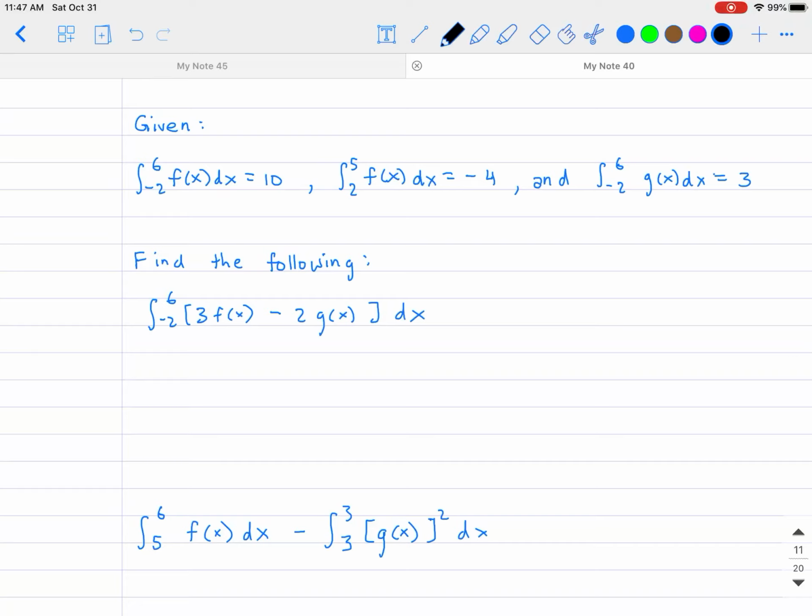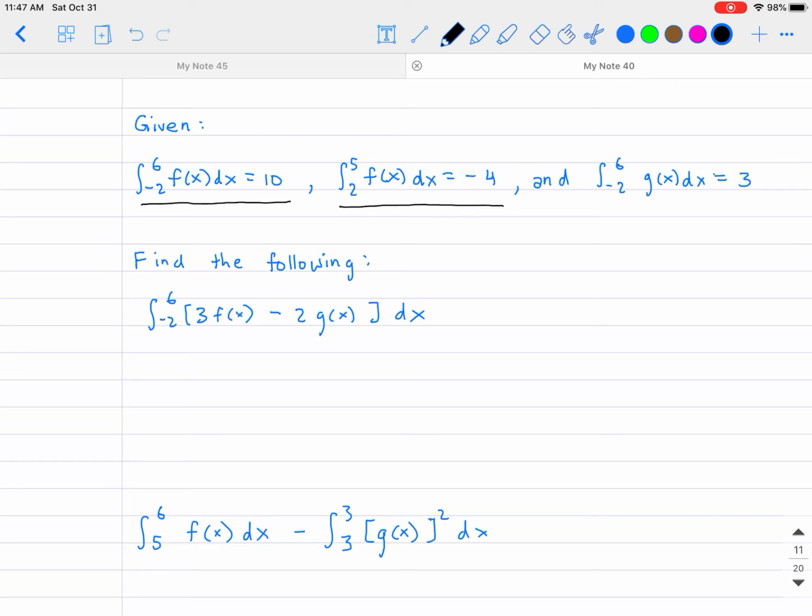All right, so all that talk is kind of worthless if we're not going to apply it. So let's look at a few examples of this. What I want to do now is I'm going to be given the following integral facts.